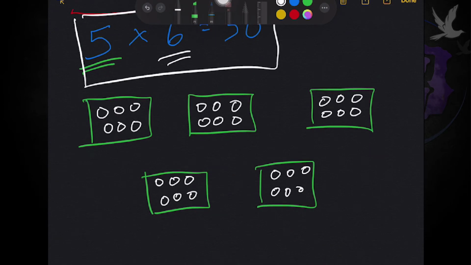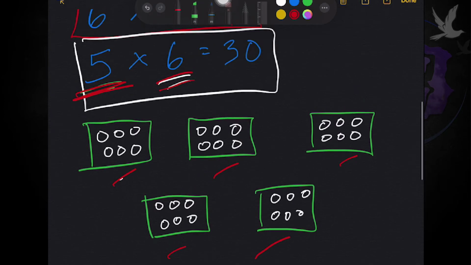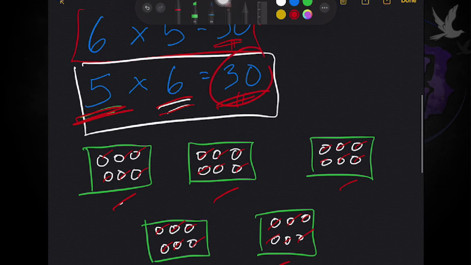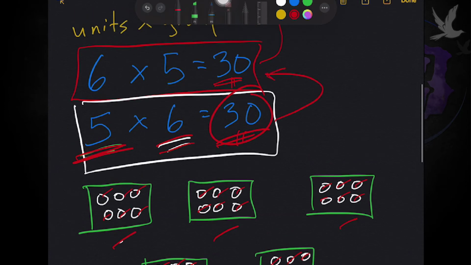So we have again 5 groups. We have 1, 2, 3, 4, 5. So that's correct. And for each group, we have 6 units. 1, 2, 3, 4, 5, 6. Continue counting. 7, 8, 9, 10, and so on, up to 25, 26, 27, 28, 29, 30. Okay? Which now gives us basically the same answer as this one. So which then proves that 6 times 5 and 5 times 6 are just the same.